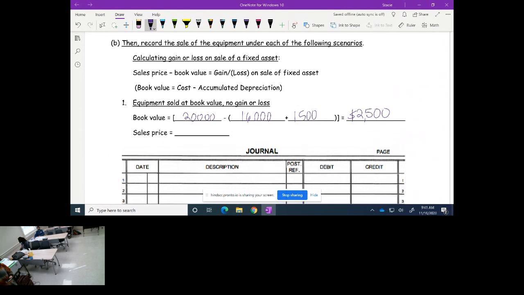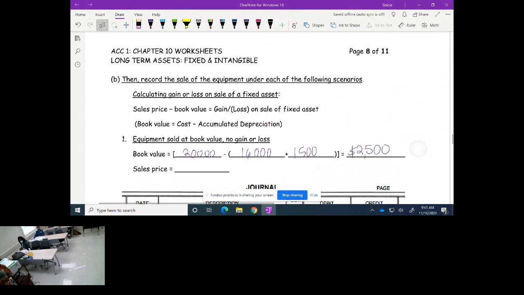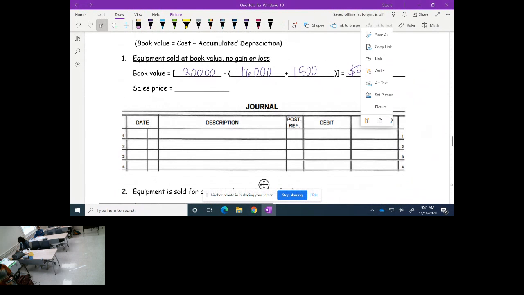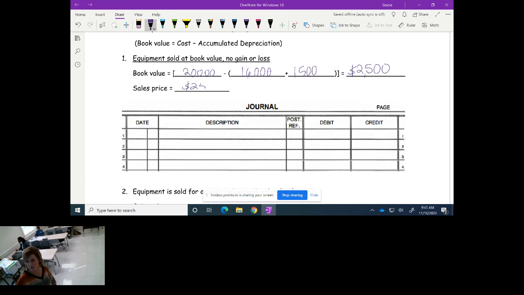Okay, so our sales price. I get the sales price. Okay, the equipment is sold at book value, no gain or loss. So our sales price would be $2,500. I think y'all are wearing off on me. I'm not reading the entire instructions. Okay, so in this scenario, we have equipment being sold at book value, so there will be no gain or loss. So our sales price and book value will be the same. That's how we had to figure out our sales price. It's the same as book value.